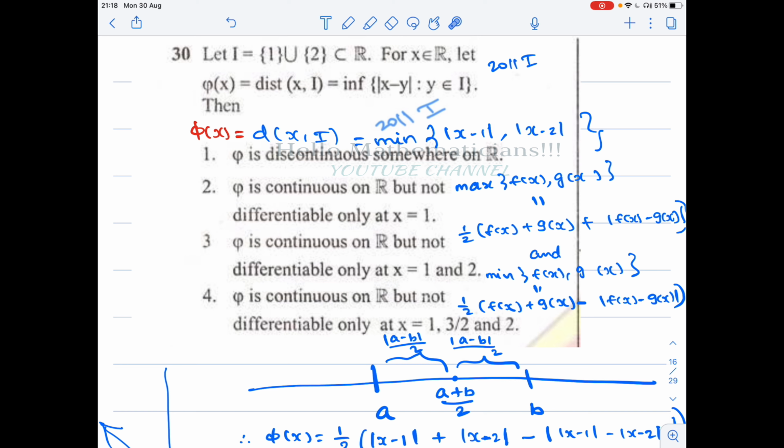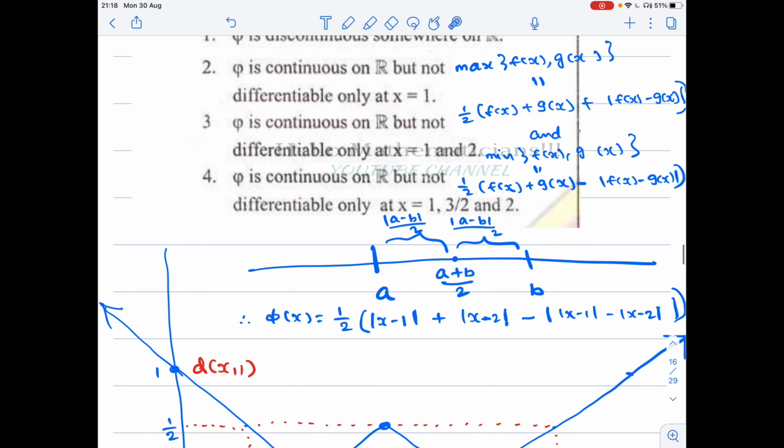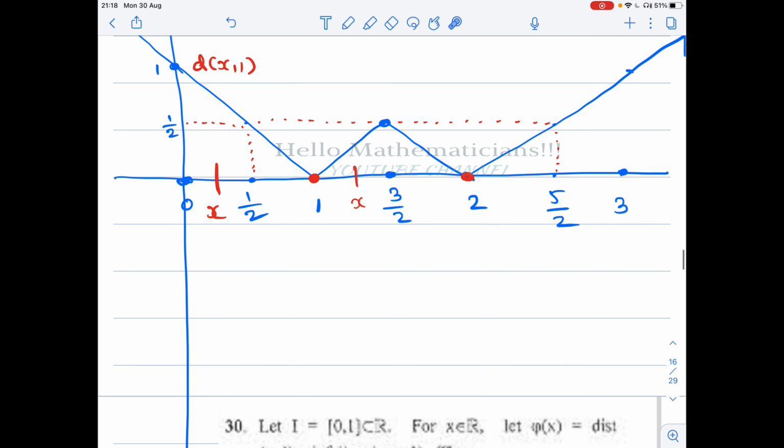Let's continue. Now we are going to approach this problem in two different directions. First we solve this using some diagrams. We want to draw the graph of this function pi of x. Let's see how the graph of the function pi of x looks.